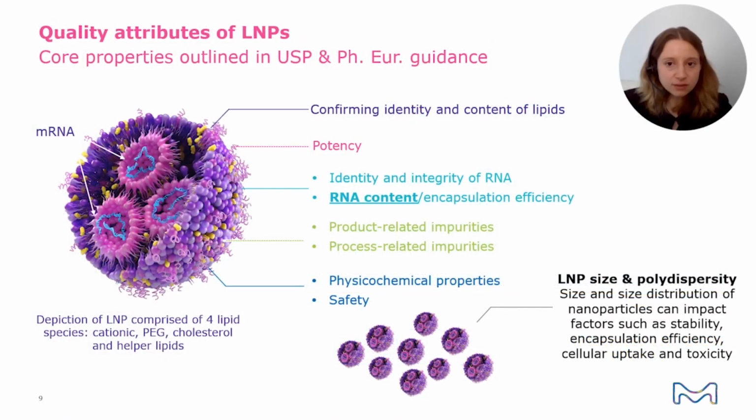As the RNA field is evolving, there are now, on both the European and the US side, guidelines describing the critical quality attributes of LNPs. I would like to highlight especially two different critical quality attributes for the LNPs. This is on one side the LNP size and polydispersity, because the size and size distribution of a formulation is really important as it affects the stability, encapsulation efficiency, cellular uptake, toxicity, biodistribution. So it's essential to characterize and control the LNP size.